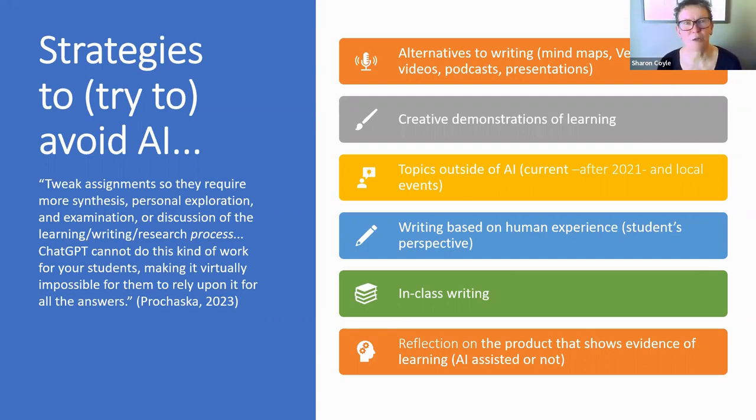The other thing it probably doesn't know much about are local events or personal events. So the third one is writing based on human experience. But again, as my former student said, yeah, but you could ask it to generate a story like that. And how would you know it wasn't the student's experience? And the answer is you wouldn't.